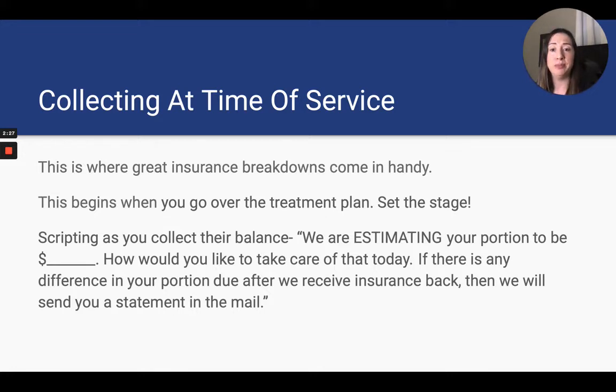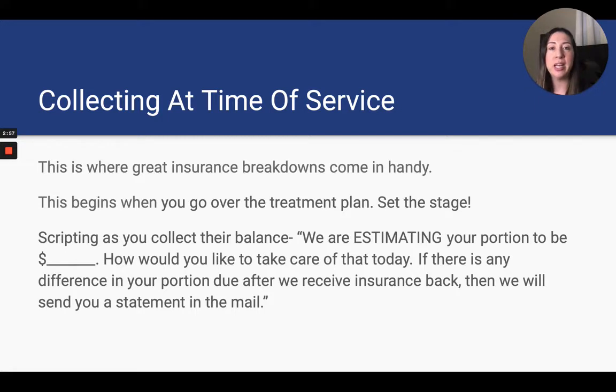And so, scripting. Mary came in, she had her crown done, and so then we're checking her out. Always, always, always use the word estimation. We all know insurance is always an estimation. We can never guarantee what insurance is going to pay. So when we're checking her out, we say, "Mary, we're estimating your portion to be $671 today. How would you like to take care of that?" And then silence. Let her tell you how she's going to pay for it.